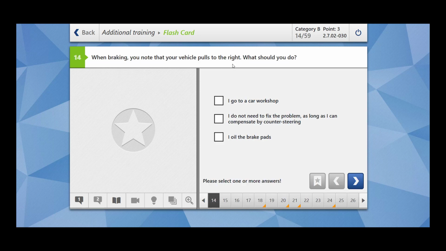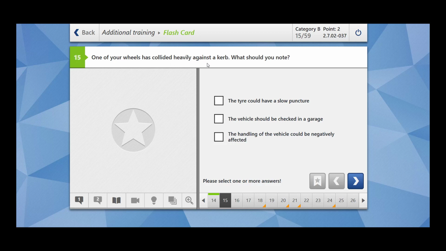When braking, you note that your vehicle pulls to the right. What should you do? Now this question is similar to the one where, when we are applying the brakes, our vehicle is pulling to one side. I go to a car workshop. Yes, you don't have any other option because otherwise, if you continue driving, it could be very risky. I do not need to fix the problem as long as I can compensate by counter steering. This is wrong. Counter steering means if your vehicle is going to one side, like in this case to the right, then you are counter steering to the left. This is wrong. All the brake pads, this is also wrong. If your car is pulling to the right or to one side, it means your braking system is not functioning properly. So you have to get your car brakes checked.